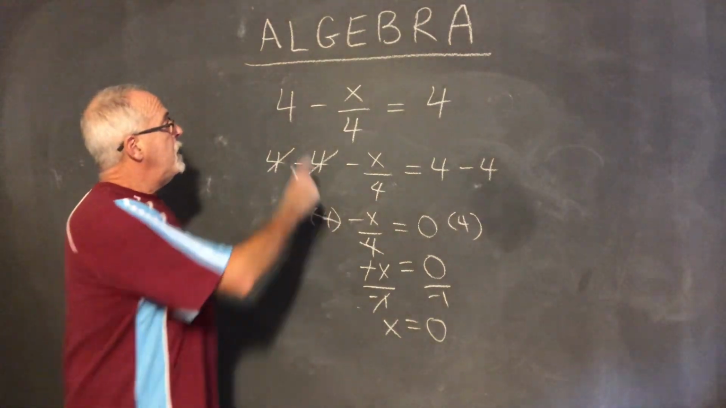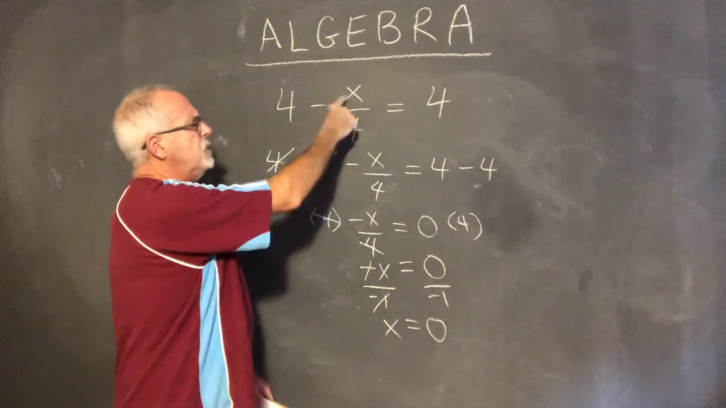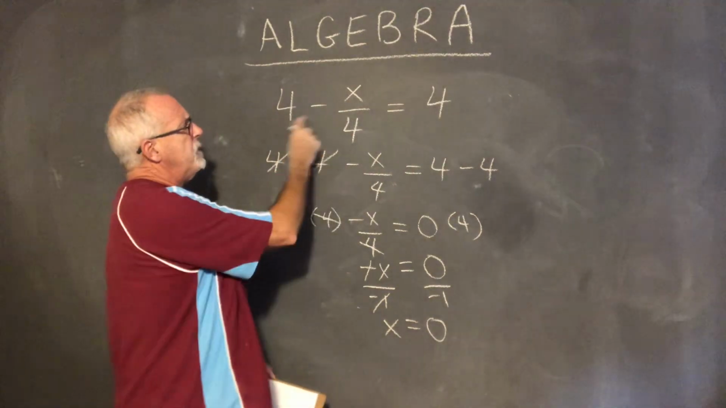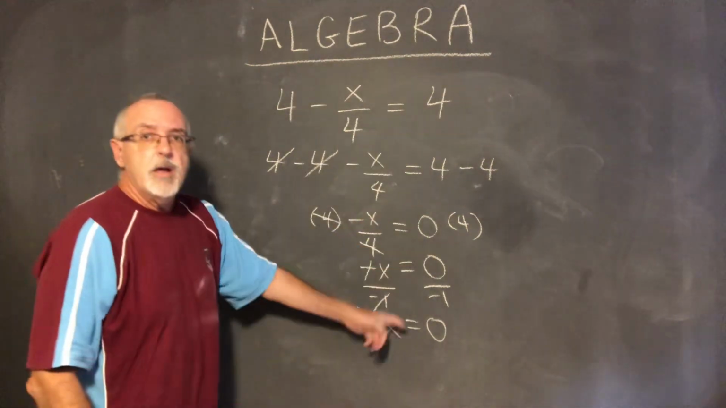Will this verify? 4 minus 0 over 4 equals 4. Well, 0 over 4 is equal to 0. 4 minus 0 equals 4. It makes perfect sense. It verified. It was weird, but it verified.